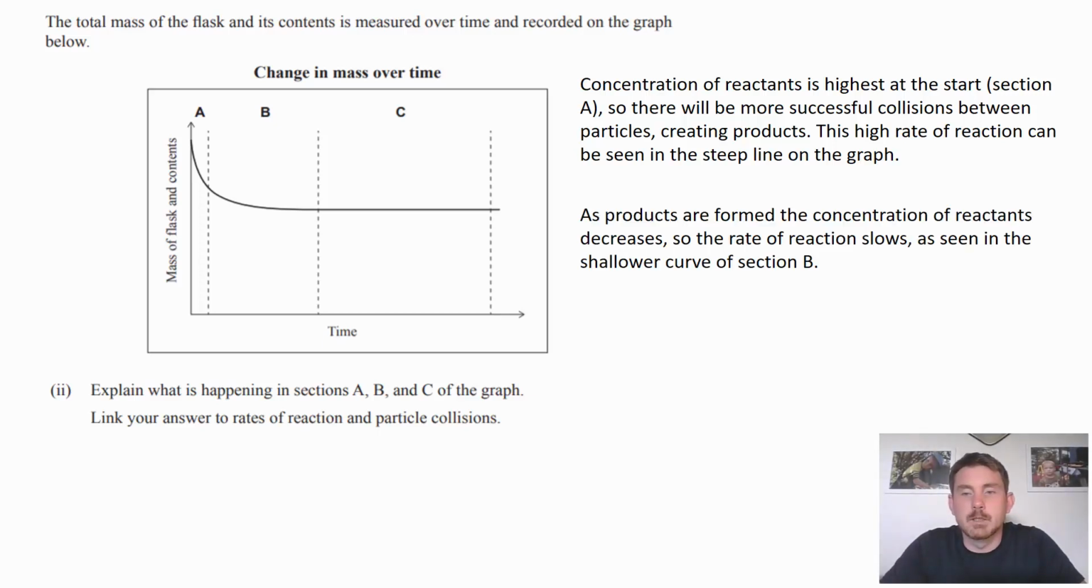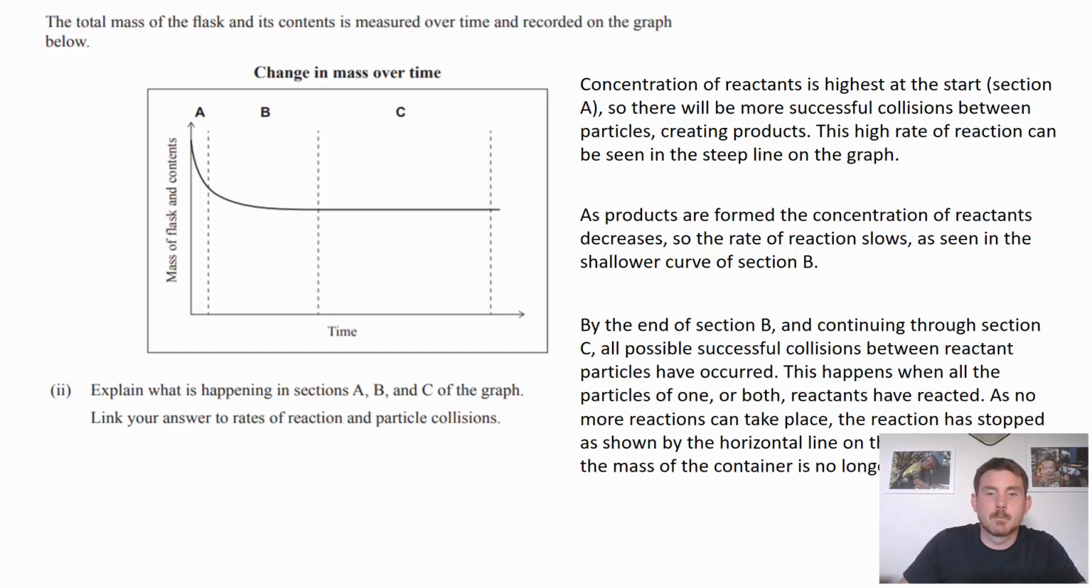So that takes us into section B. So as products are formed, the concentration of reactants decreases. That means that there'll be fewer successful collisions between particles per unit time, and so the rate of reaction slowed. And we can see that in the shallower curve at the start of section B. By the end of section B, the line's horizontal, and that continues through to section C.